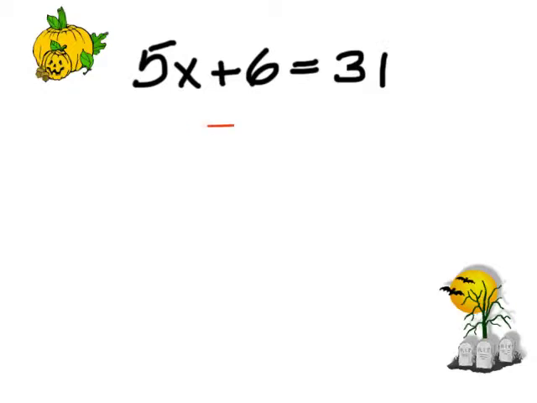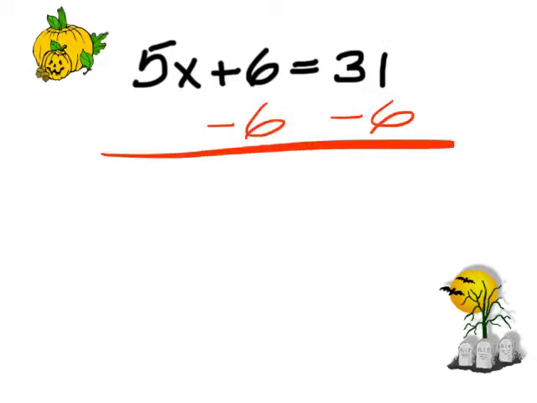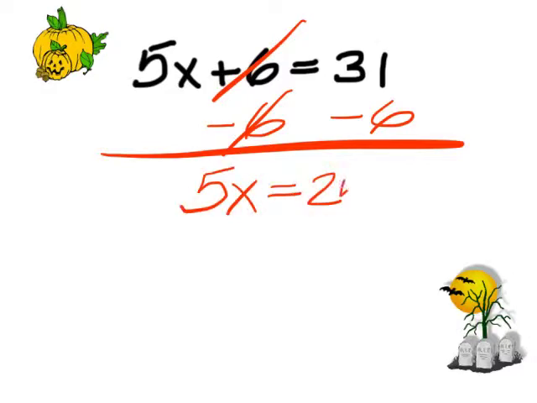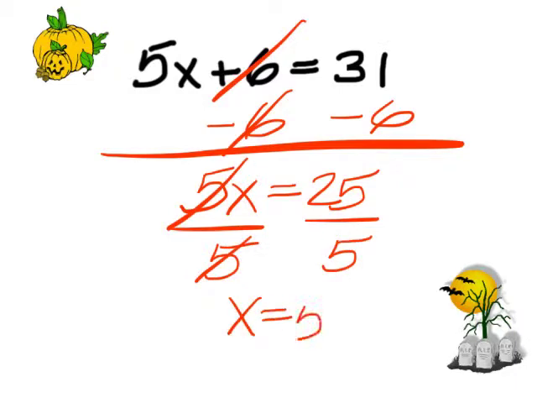Practice problem number 1. On the practice problem, you should subtract 6 from both sides. And you're left with 5x equals 25. And divide both sides by 5 to get an answer of x equals 5.